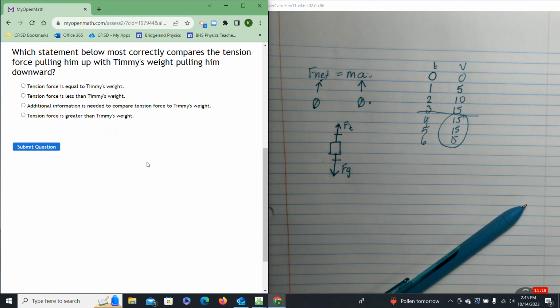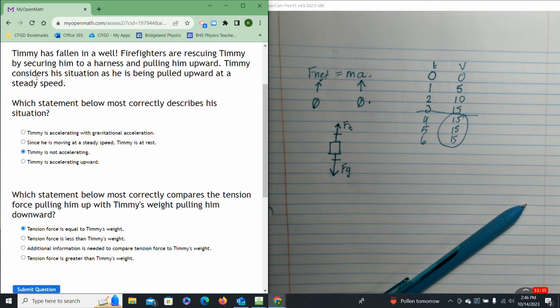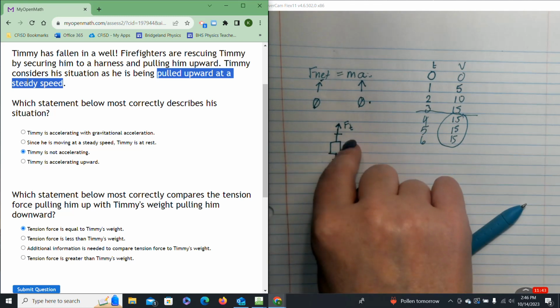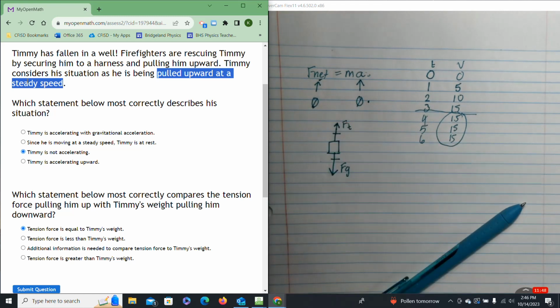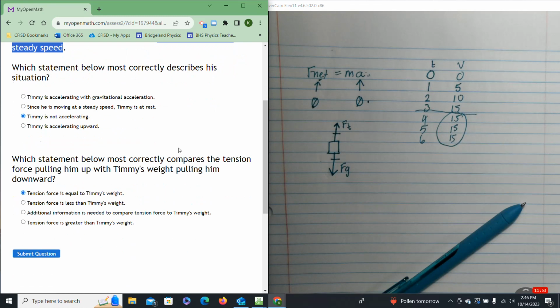The second part of the question says, which statement below most correctly compares the tension force pulling him up with the weight pulling him down? And that's why I drew the diagram. Okay, in my diagram, I can already see it. The tension force is equal to his weight. And again, I chose that because of those two words. He is being pulled upward at a steady speed. Constant velocity means balanced forces. It means 0 net force and thus 0 acceleration. And 0 acceleration means constant speed or at rest. But in this case, it means constant speed.